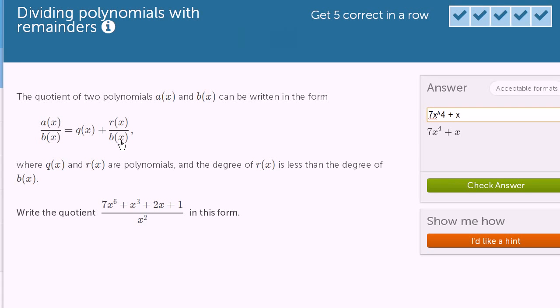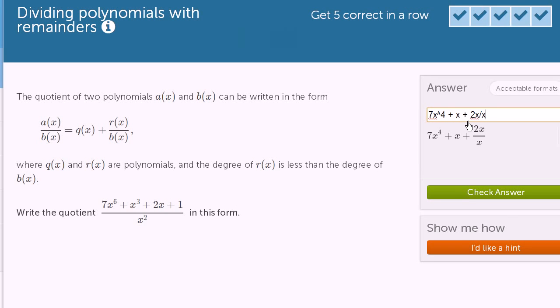But remember, we want to write it in the form of r of x over b of x, where r of x has a lower degree than b of x. Well, 2x has a lower degree than x squared. Here, this is degree 1. This is degree 2. So you could write it as plus 2x over x squared, like that. And then you could write plus 1 over x squared. So you could write it like that, but that's not exactly the form that they want.